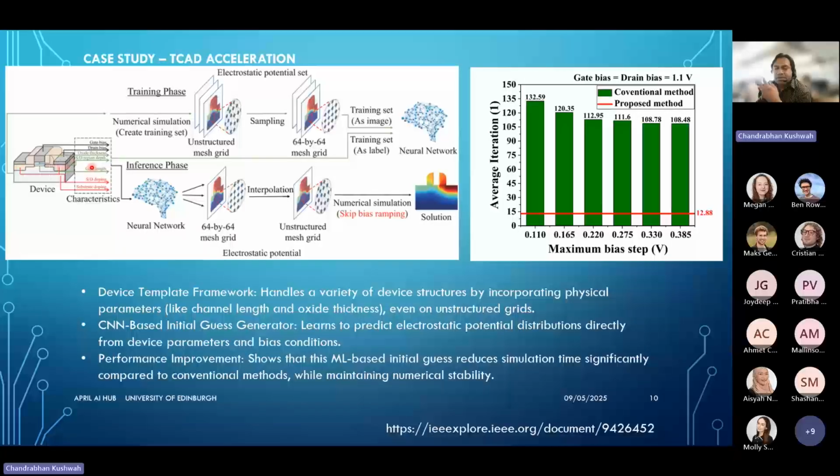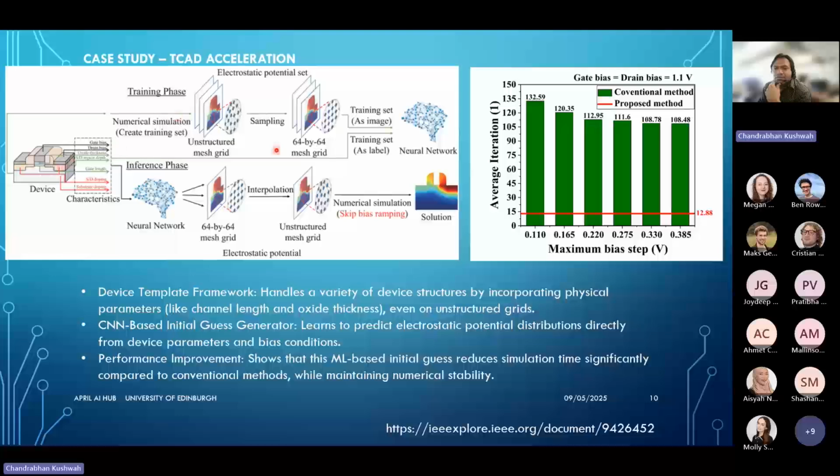So the CNN-based initial guess generator learns to predict the electrostatic potential distribution directly from the device parameters and bias conditions. And the performance results show that this ML-based initial guess reduces the simulation time significantly compared to the conventional methods, while maintaining numerical stability as well. So the benefit is obviously drastically faster simulation, and no need for the time-intensive bias ramping, which makes the device simulation more scalable and accessible in large scale environments.